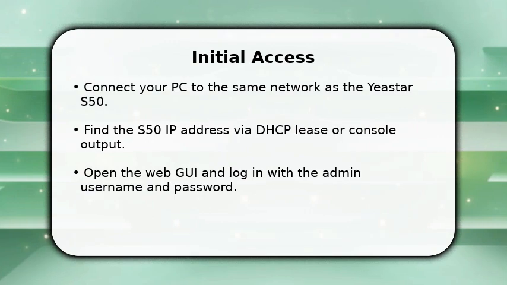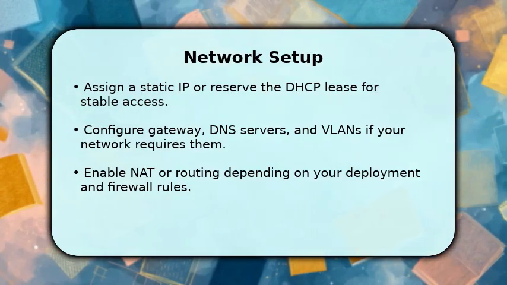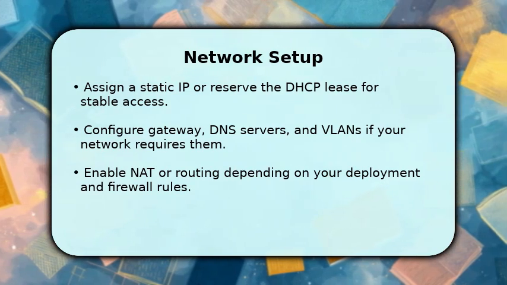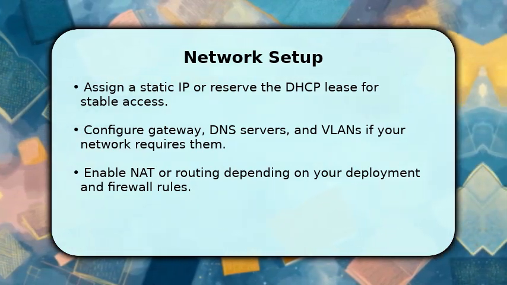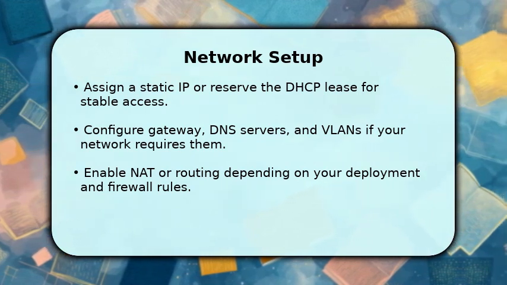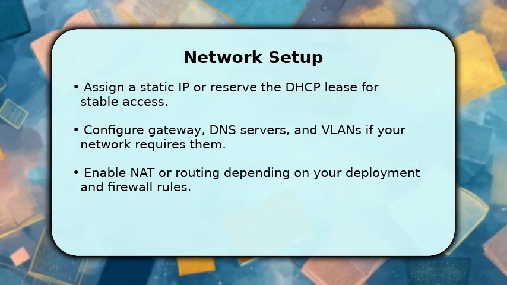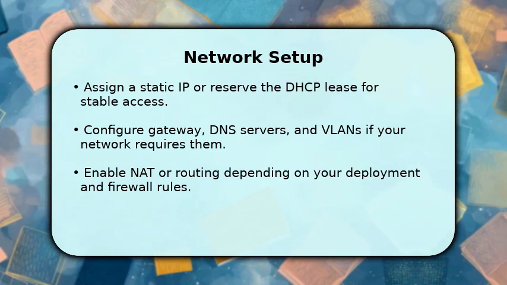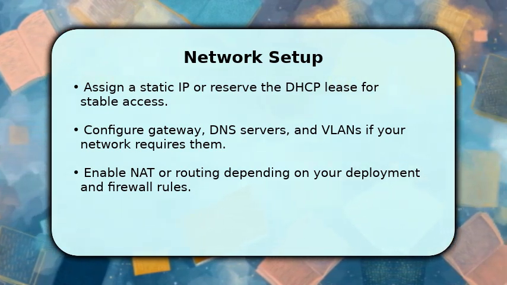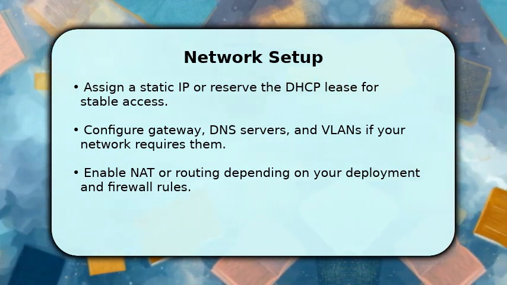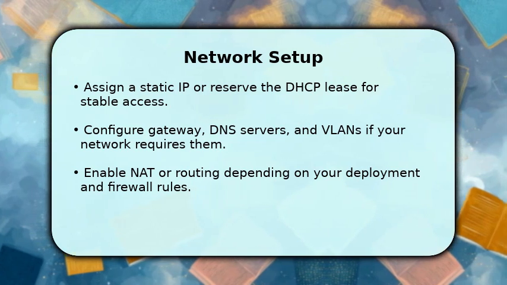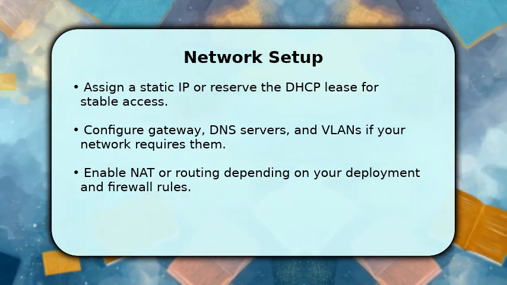Configure network settings carefully so calls stay reliable. Assign a static IP or reserve the DHCP lease to avoid address changes, and set gateway and DNS to match your network. Configure VLAN for voice traffic if using CoS and enable NAT or routing based on your topology. Apply gateway and firewall rules to allow SIP and RTP ports. Save and reboot if prompted to ensure all changes take effect properly.